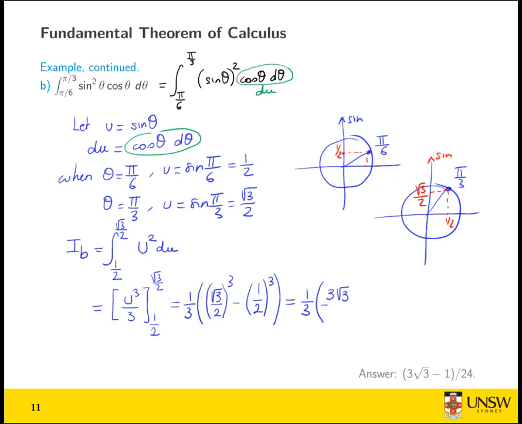And I notice that my two fractions have the same denominator, which is equal to 2 cubed. That's 8. And I get this. Now I can multiply those two fractions. So I'm going to multiply those two together. And I get 3 square root of 3 minus 1 on 24.